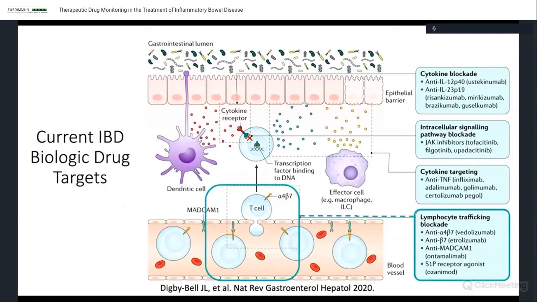Then biologics that inhibited lymphocyte trafficking were introduced. And these are the anti-integrin biologics. And the one used most commonly now in clinical practice is vedolizumab, which blocks alpha-4 beta-7 on circulating lymphocytes. This prevents alpha-4 beta-7 integrin from binding MAdCAM on endothelial cells, and therefore it prevents the lymphocytes from egressing out of the blood into the intestinal tissues.